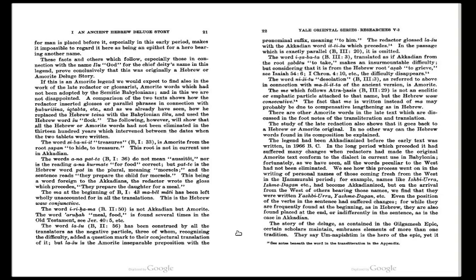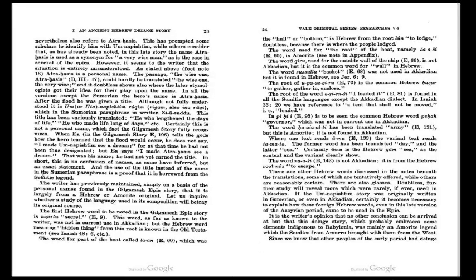Certain scholars maintain it embraces elements of more than one tradition. They say Napishtim is the hero of the epic, yet it nevertheless also refers to Atrahasis. This has prompted some scholars to identify him with Napishtim, while others consider that, as has already been noted, in this late story the name Atrahasis is used as a synonym for a very wise man, as is the case in several of the epics. However, it seems to the writer that the situation is entirely misunderstood.